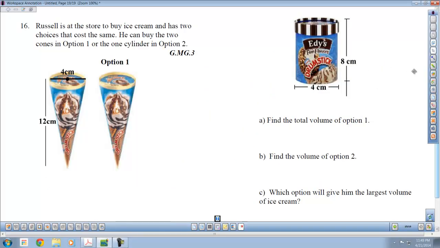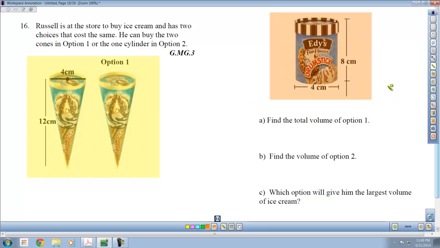All right, number 16. Russell goes to the store and there's two ways he can buy his ice cream that cost the same, and he wants to get the most ice cream for his money. So one way to do this is he could spend his money and buy these two drumsticks. You'd get a certain amount of ice cream. Or he could just buy this tub of ice cream right here, and what he needs to do is figure out which one's going to give him more ice cream, and since they cost the same, he'll buy that one.